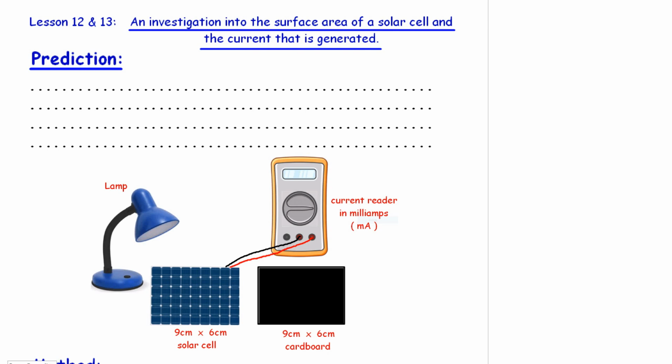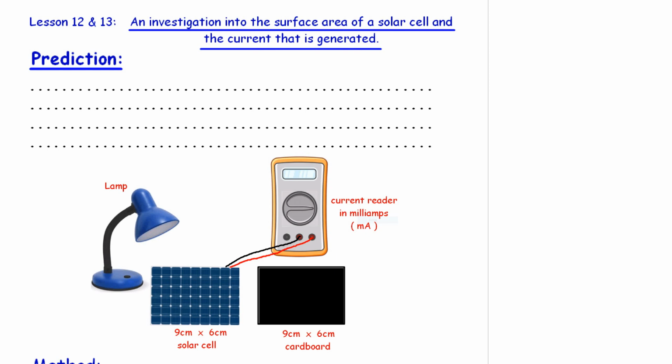Hello Year 8s, this is lesson 12 in the Forces, Waves and Generating Electricity booklet. The final two lessons, we will look at an investigation into the surface area of a solar cell and the current that it generates.